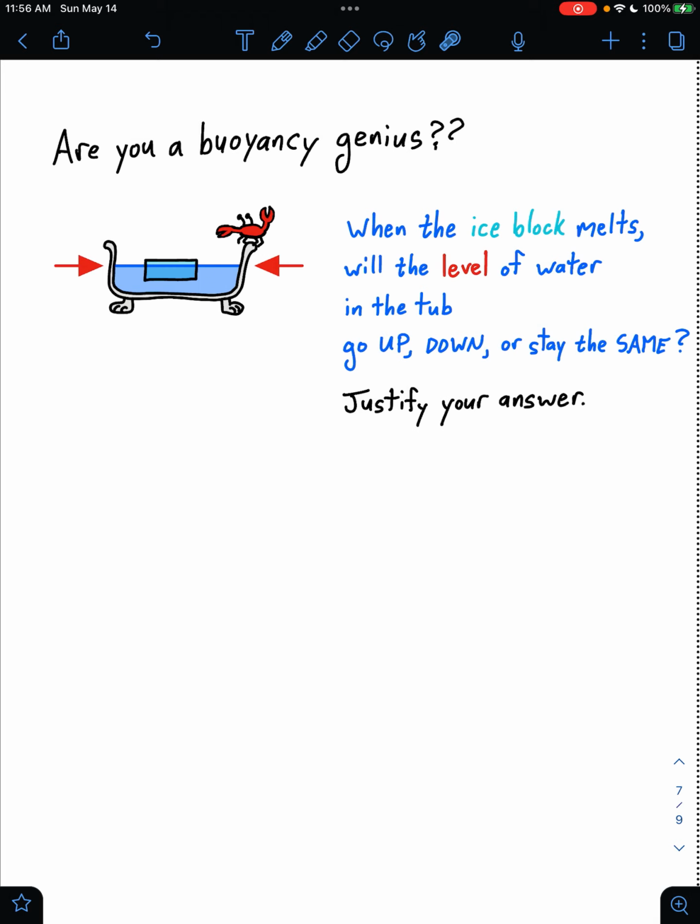A related question would be, say if you've got a glass of ice water filled all the way up to the brim and you just let it sit out, as that ice melts, is your glass going to overflow or not? Okay, pause the video and address.